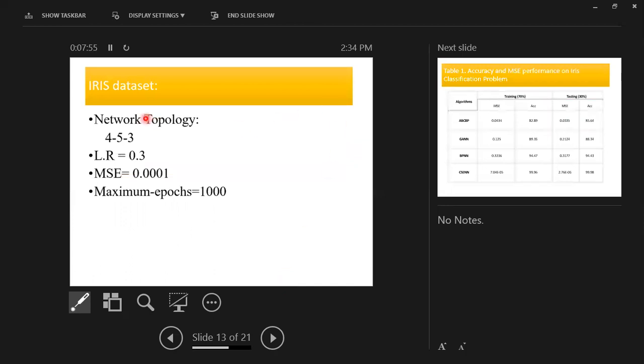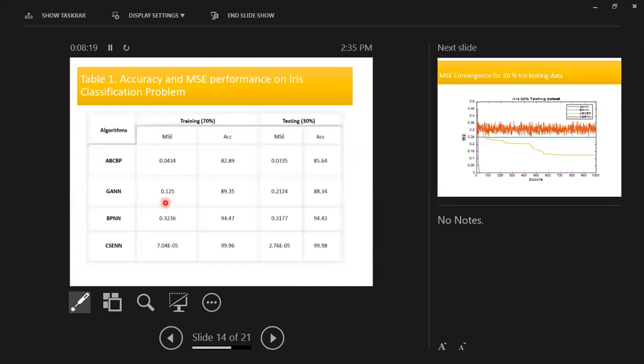First of all, we are talking about the iris dataset. The network topology used is 4-5-3. The 4 shows the input layer, the 5 shows the hidden layer, and the 3 shows the output layer. Here the learning rate is 0.3 and the minimum mean square error is 0.001. The maximum epochs set for this algorithm is 1000. So these are the different algorithms used in this research article.